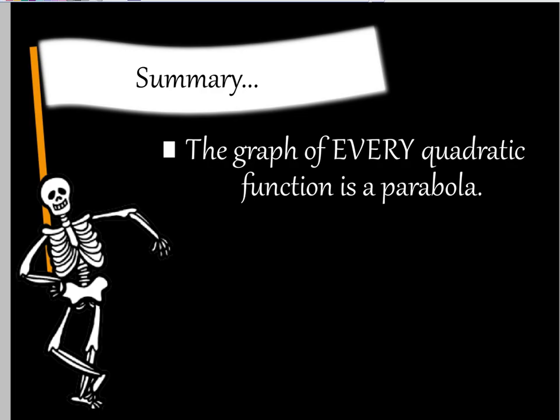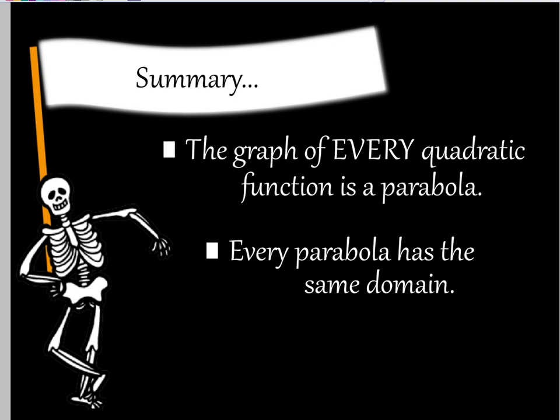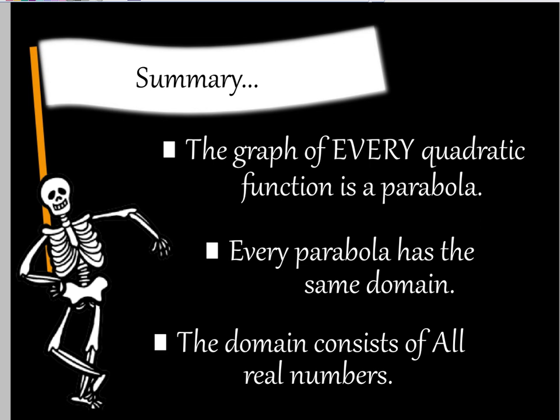So in summary, the graph of every quadratic function is a parabola. Every parabola has the same domain, and that domain consists of all real numbers. And remember, there's 3 different ways to write all real numbers.